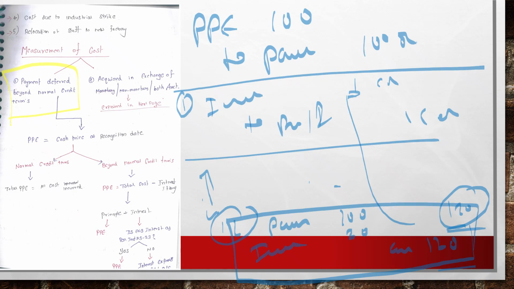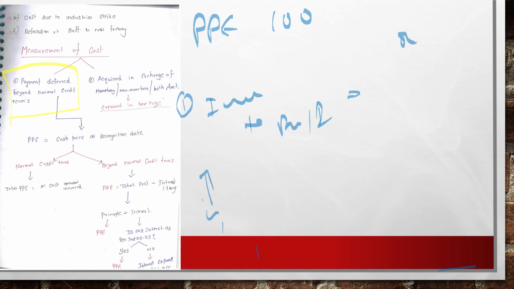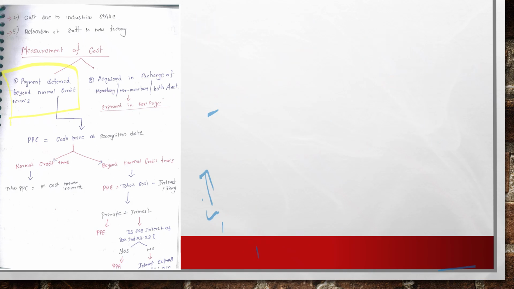So this is the calculation part, I mean the interest part, for understanding the behind the normal credit cases. Again, in these behind the normal credit cases, you should see the recognition date and what the normal credit period is.